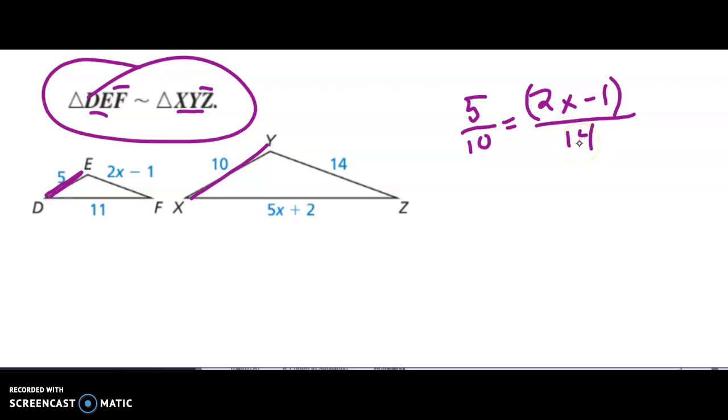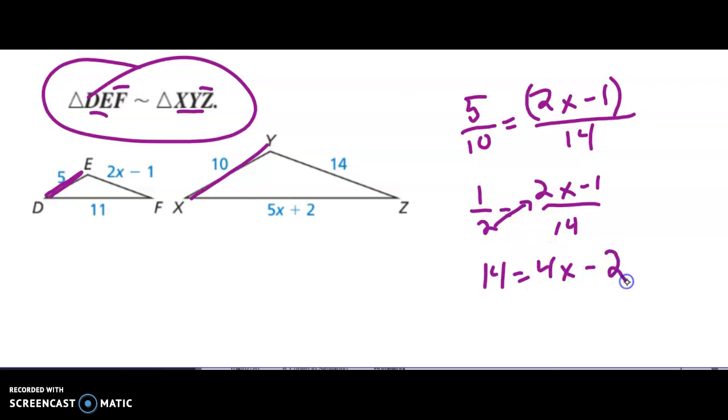So now I can cross multiply. I think it might be easier to reduce first here. If I see this, that is really just 1/2, right? 2x minus 1 over 14. So I know that 14 equals, when I cross multiply over here, make sure I do the 4x minus the 2 as well. And then I add the 2 over, and I get 16 equals 4x, giving 4 the value of x.